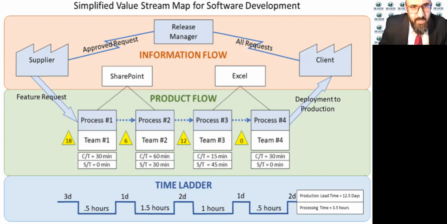So the first one is the information flow, where the information comes from the client all the way to the supplier, and then the product flow comes from the supplier all the way to the customer. And there is the time section where it shows more detail about the information.